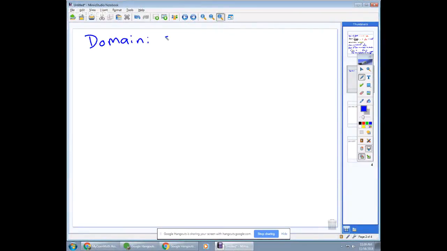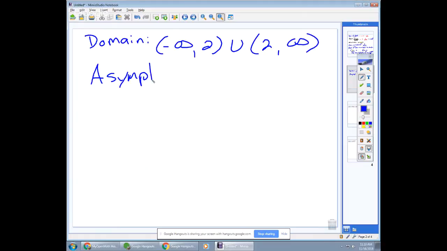So the domain would be from negative infinity to 2, union 2 to infinity. At 2, what happens though? So there's some claim about an asymptote there. So asymptotes are covered in section 4.6. So we're going to get a jump start on 4.6 today, even though I'm not quite done with 4.5. So there are multiple kinds of asymptotes.